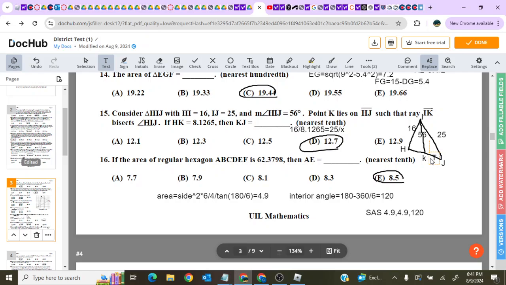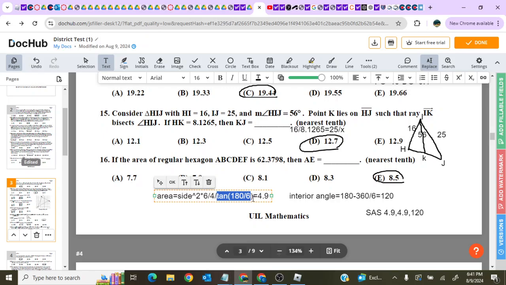The area of a regular hexagon is 62.3798. And what is AE? The area of a regular polygon is the side of the polygon squared times the number of sides over 4 over tangent of 180 degrees over the number of sides. Solving for the side gets you a side equal to 4.9.